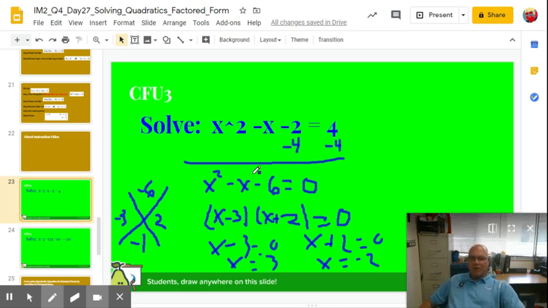We can double check it. Let's substitute the 3 in for x. 3 squared, 9. 9 minus 3 is 6. 6 minus 2 is 4. 4 equals 4? Check. How about negative 2?